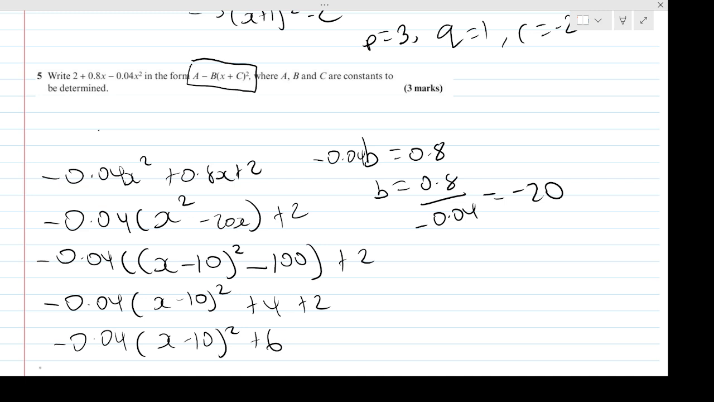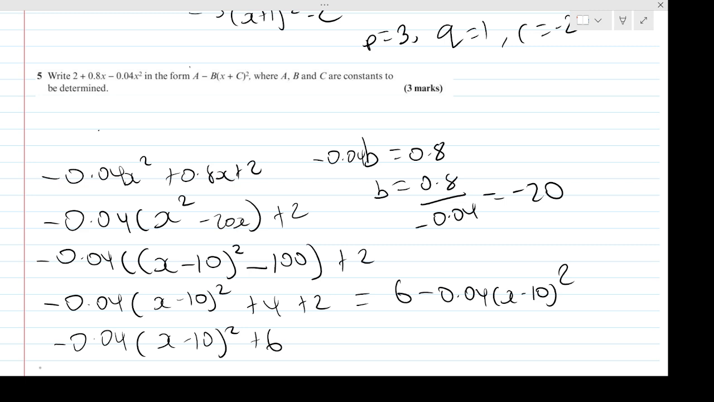it's saying we have a number, take away the bracket. So the number is plus 6, right? So we can rewrite this and change the order. I'll just say, instead, we have 6 minus 0.04 of x minus 10 squared. And then we exactly match the form the answer wants us to write it in, right?